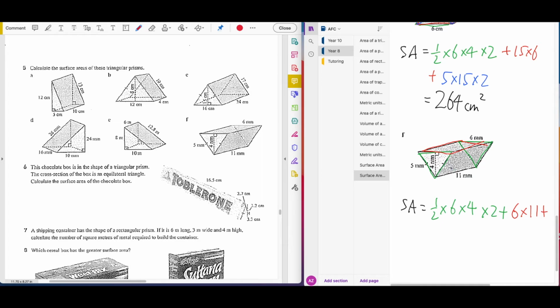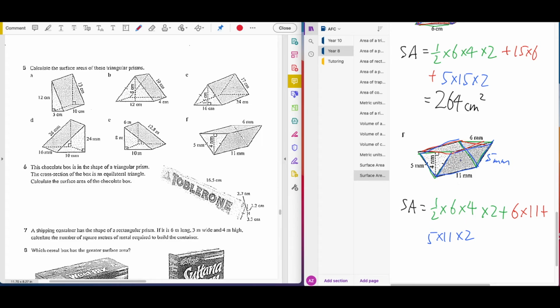And lastly, we work out the area of these two side surfaces, right? So this one and this one here. Okay. So how do you find the area of that? Well, we know that the base of this rectangle is 11 and the height of that rectangle is going to be 5, right? If you can see that. This is 5. So then that's equal to 5 times 11 times 2.